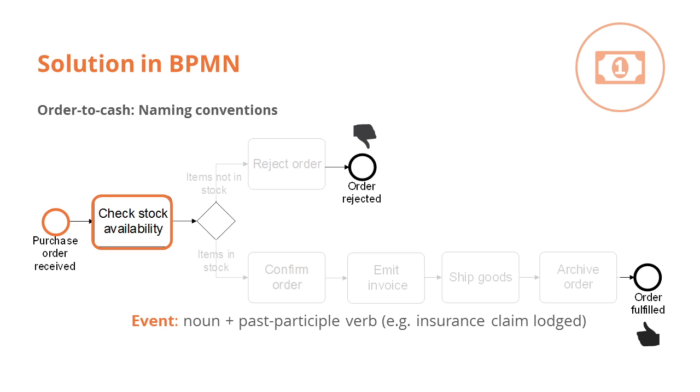For activities, we followed a different convention. We started the label with a verb in the imperative tense, followed by a noun, again, typically representing a business object. For example, assess credit risk, or check stock availability. Here we use a verb in the imperative tense to signify that the activity takes time to be performed. It's something that is actively done as part of the process.